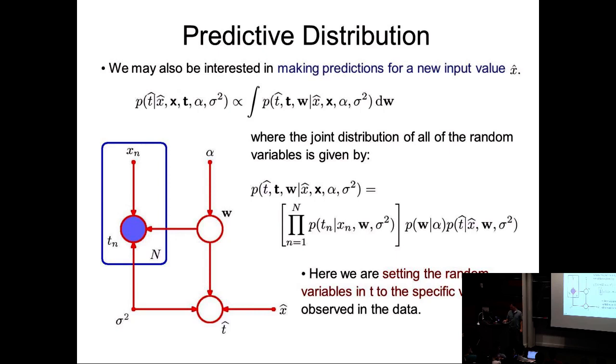So here, again, you're setting the random variables in T to specific values in observed data, right? So at the high level, you observe some data, you clamp, and this is always observed. You try to infer some posterior distribution over the latent variables, over the parameters if you're in a Bayesian framework. And based on that, you start making predictions.